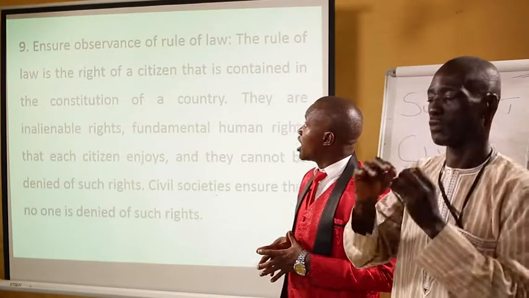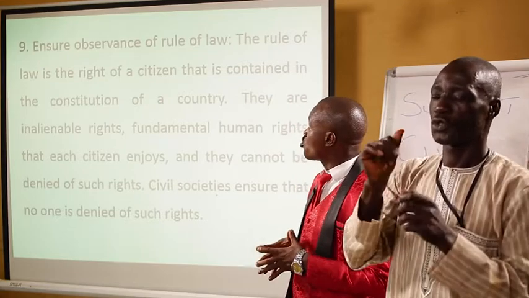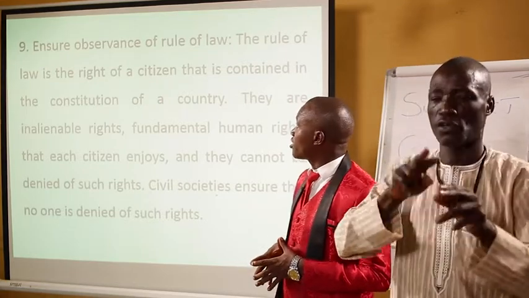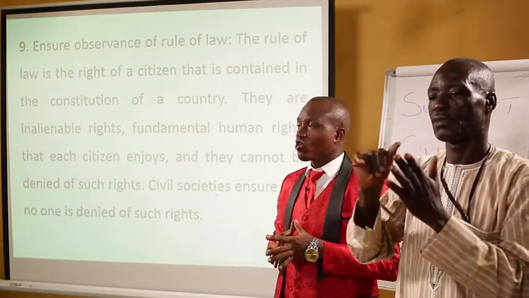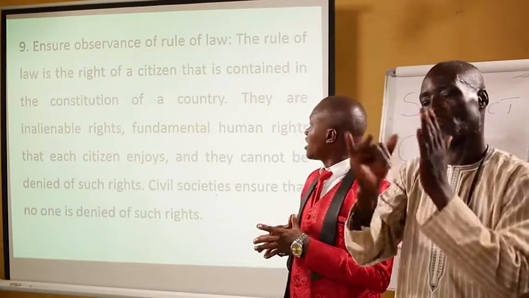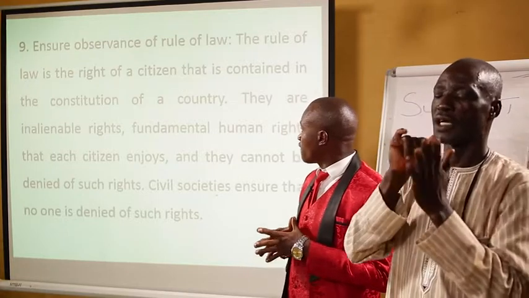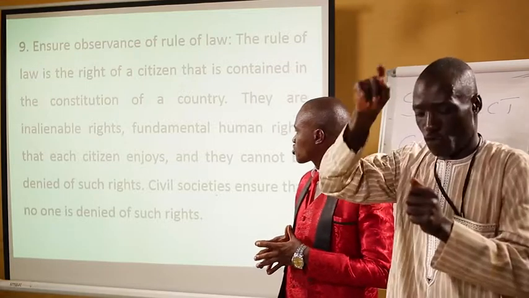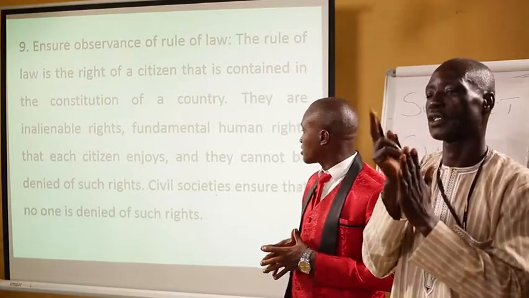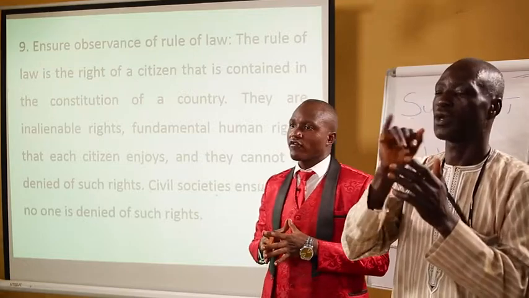Number 9, ensure observance of rule of law. The rule of law is the right of a citizen that is contained in the constitution of a country. They are inalienable rights, fundamental human rights that each citizen enjoys, and they cannot be denied of such rights. Civil societies ensure that no one is denied of such rights.